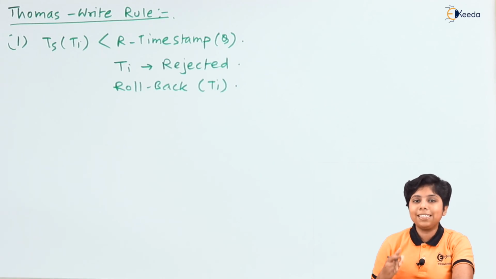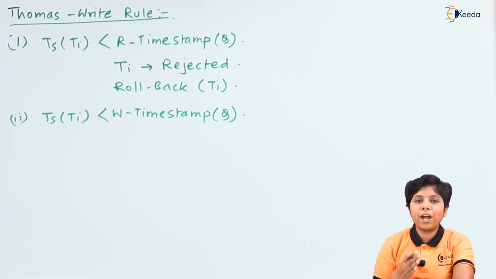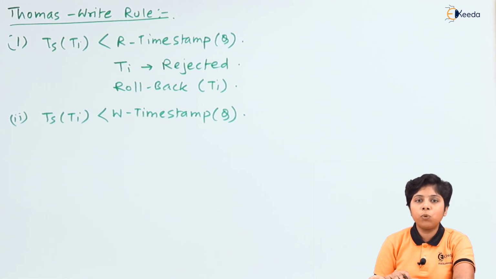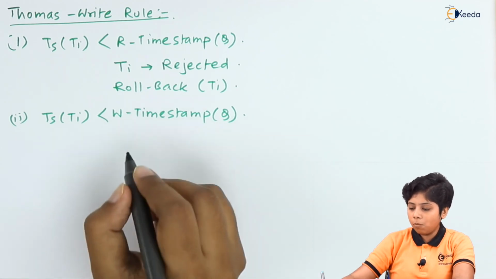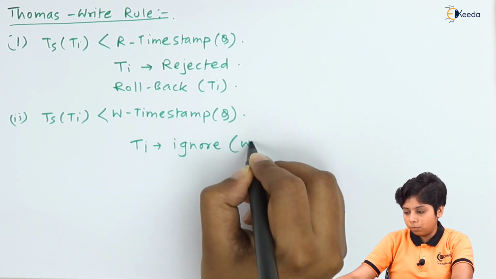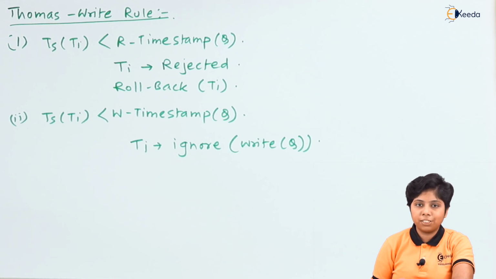Now the second one is TS(Ti) less than W-timestamp(Q). Now Ti wants to write a value that has already been written by another transaction, and the value is not read by another transaction. So other than rejecting Ti and having a rollback, we are only ignoring the write operation. That means we ignore this write(Q) and continue with the transaction by the following statements. So my Ti is not rejected, but the write(Q) is ignored, and now we can follow the previous transactions.